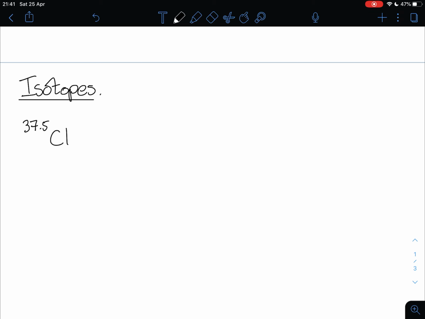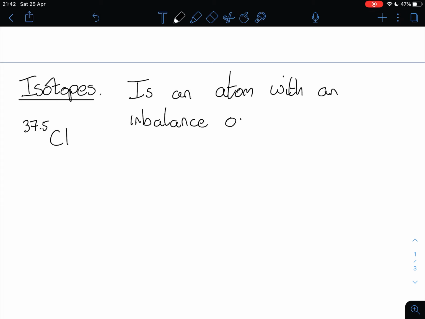So the smarter kids in the group start thinking, have I got half a neutron, half a proton? Is that a thing? And I love it when kids mention that and they notice it. And it's not. It's all to do with the abundance. Because an isotope is an atom with an imbalance of neutrons.